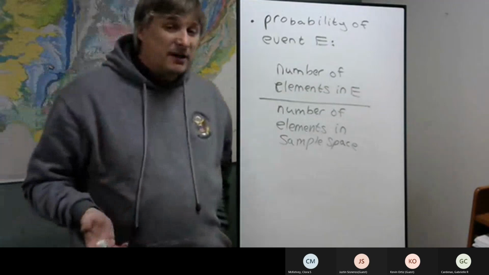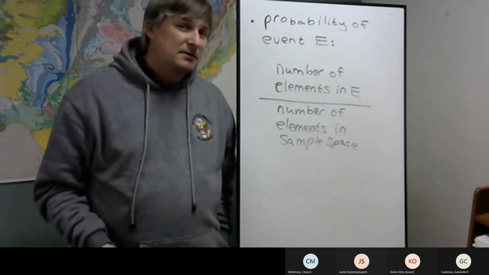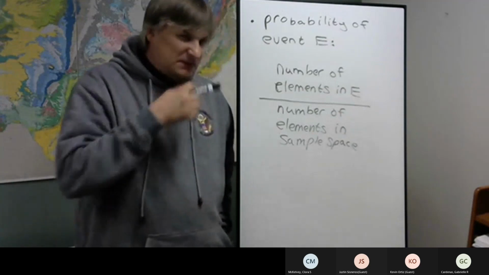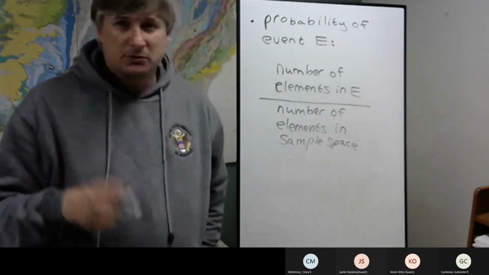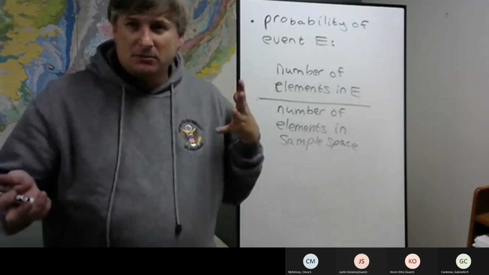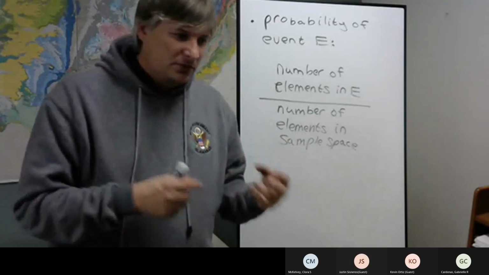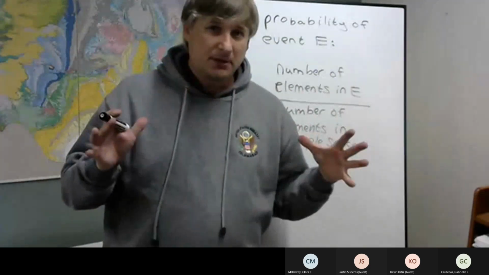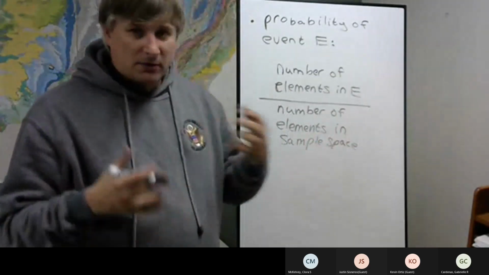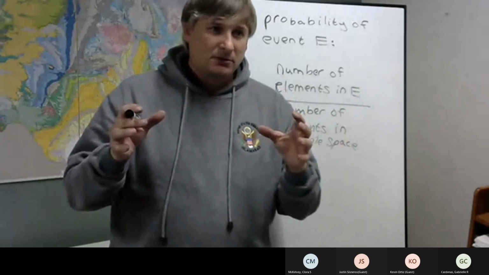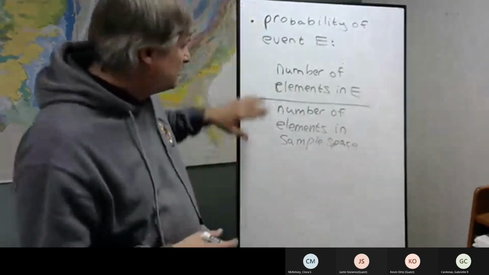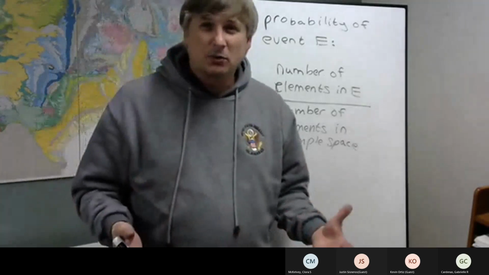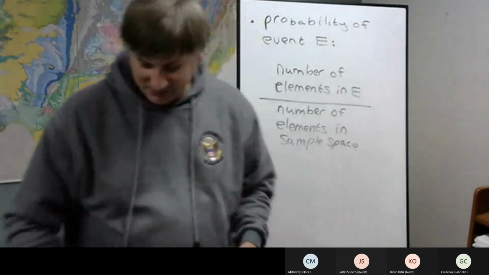So it's the number of elements in the event divided by the number of elements in the sample space. So this is why we're going to get a number between 0 and 1. Remember, for constructing these events, we're only using outcomes in the sample space. So that means we can't get bigger than the sample space. So all of our events will be as big as the sample space or smaller. And so we're going to be dividing usually a smaller number by a bigger number, and that's going to give us a fraction or a decimal between 0 and 1.